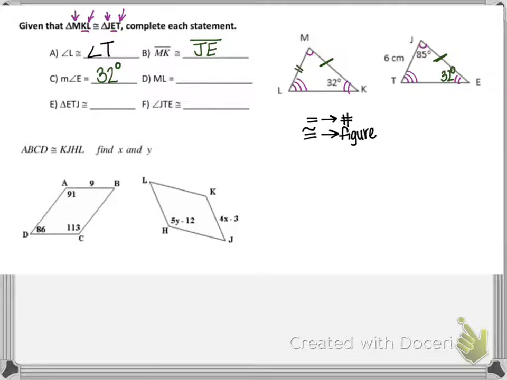ML is going to correspond with JT over here, so they're going to be congruent. And since it says ML is equal to, I want a number there. Since they're corresponding and congruent, that means that ML is going to be 6 centimeters.